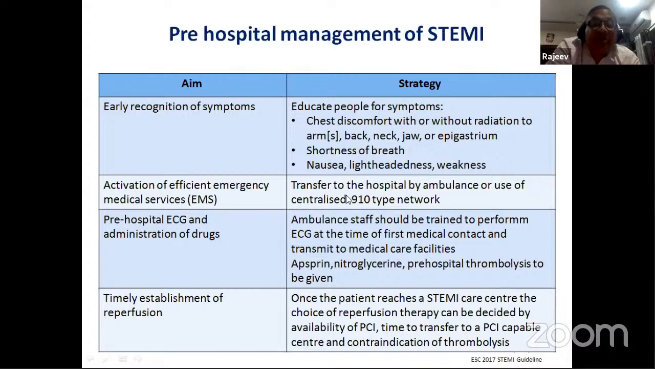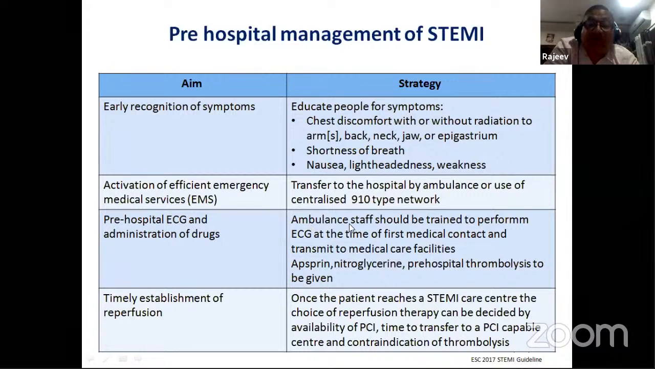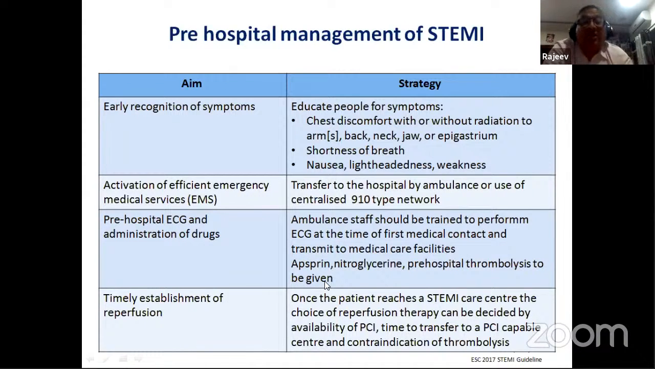Many places have different numbers. One of them is 910. Then pre-hospital ECG and administration of drugs form a very important concept, in which the hospital staff should be trained to perform an ECG at the time of first medical contact. They should give aspirin and nitroglycerin tablets, and they should be used to the protocols of pre-hospital thrombolysis, to whom it is to be given. So they should know the indications, contraindications, and dosing schedule of various thrombolytic therapies. The most commonly used nowadays is tenecteplase.